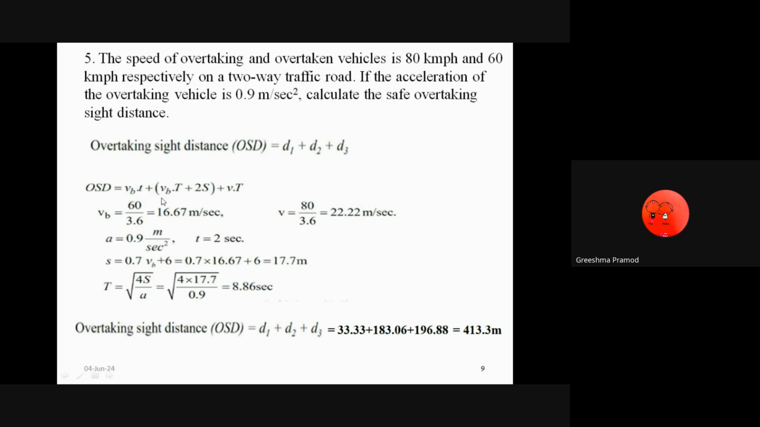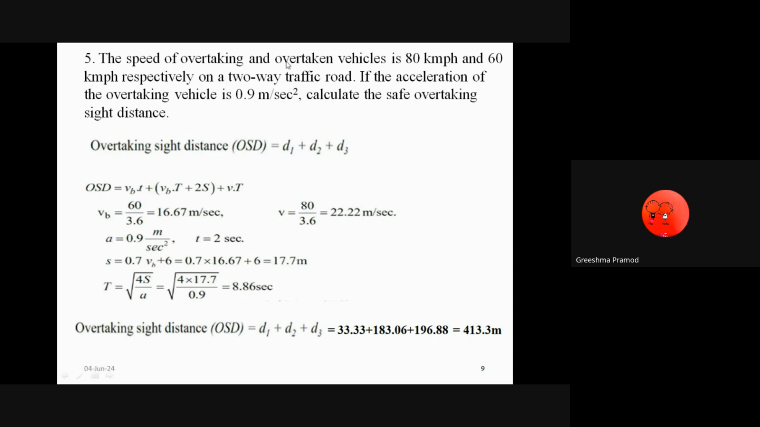Here vb is the value which we are getting, that is 60, into the t value. For calculating t, you need to find the root of 4s by a. For that, you need to know what s is. That s is given by the equation 0.7 into vb plus 6. Small vb indicates the speed in meter per second.